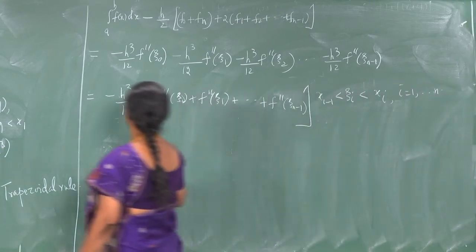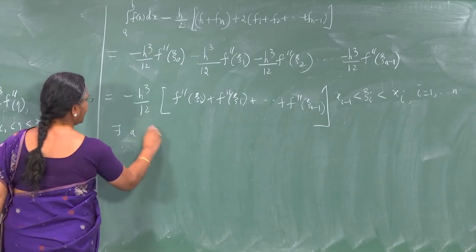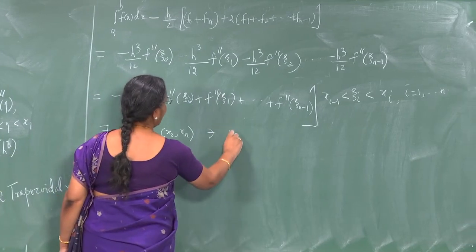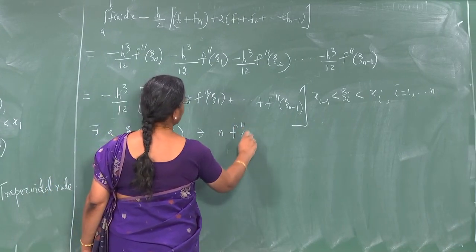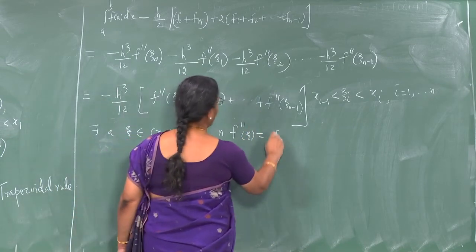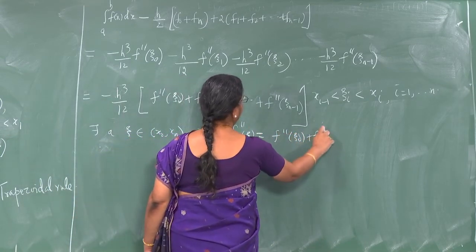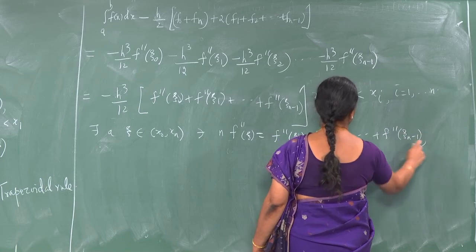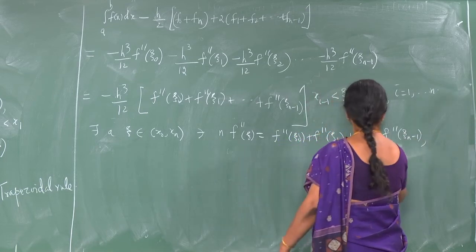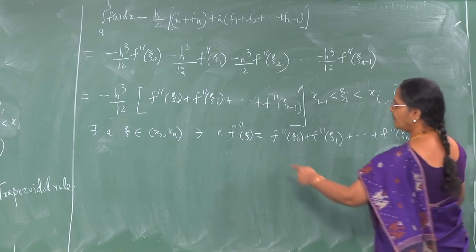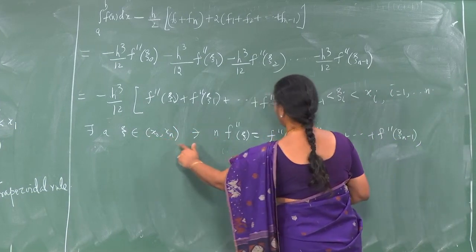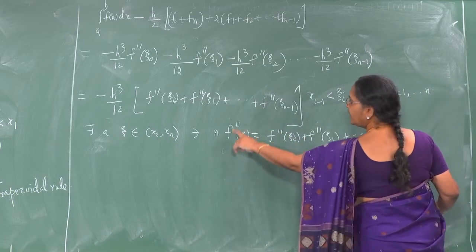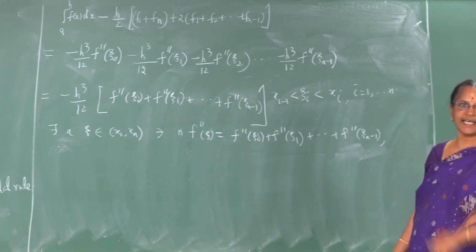So, there exists a psi in the interval x naught to x n such that n times f double dashed at psi will be equal to f double dashed at psi naught plus f double dashed at psi 1 plus etc. plus f double dashed at psi n minus 1, where psi is in the interval x naught to x n. Namely, I can find a psi in this interval such that the average of this, namely the sum by n, will be the second derivative evaluated at psi.